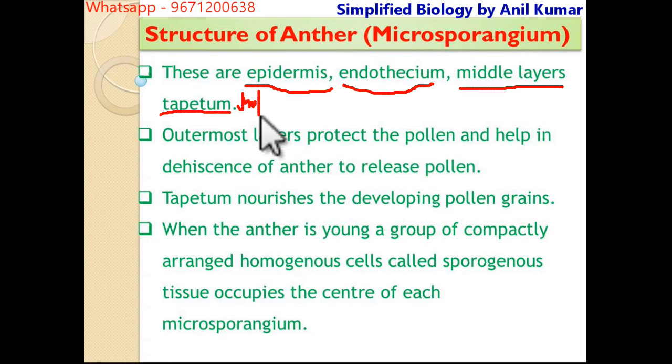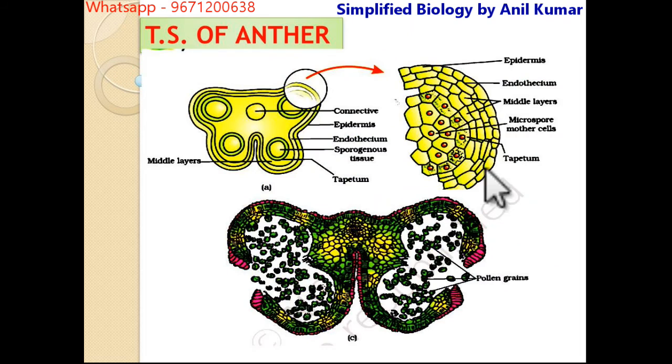Tapetum is very important from the examination point of view, because the tapetum provides the nourishment for the developing pollen grains, while the epidermis helps in dehiscence protection. Endothecium and the middle layer are also protective in nature. Clear? You just have to study the structure.